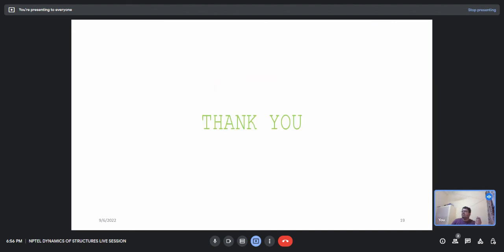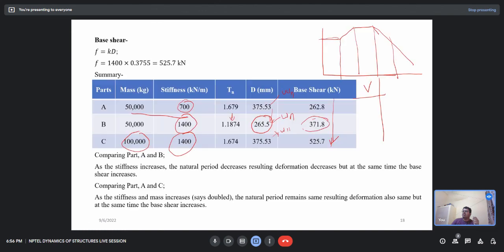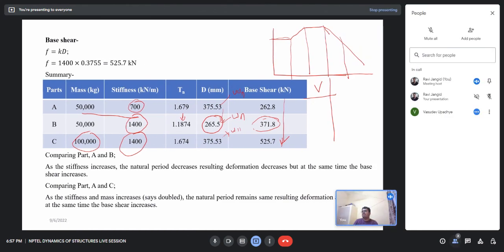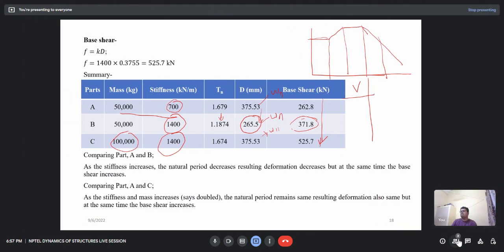Okay, so this is all from my side. Is there any question in all the six questions, or are you facing any doubt in the assignment? Any doubt? Anything else? Anyone? Is there any doubt? Vasudev, do you have any doubt? No, sir. No doubt for this discussion.